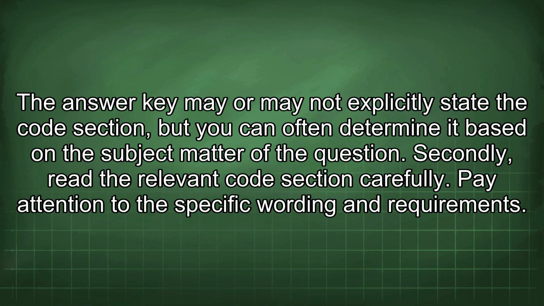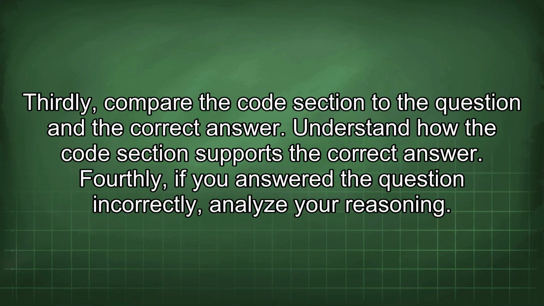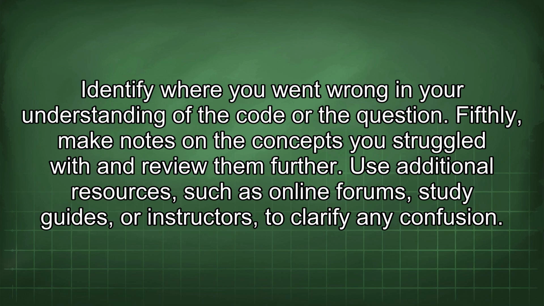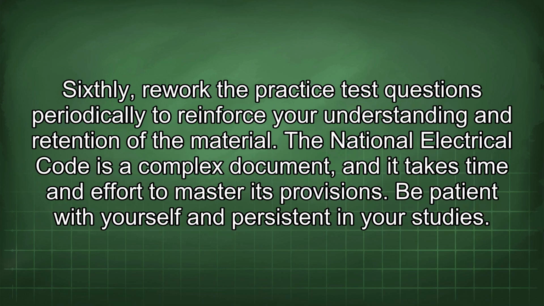Secondly, read the relevant code section carefully. Pay attention to the specific wording and requirements. Thirdly, compare the code section to the question and the correct answer. Understand how the code section supports the correct answer. Fourthly, if you answered the question incorrectly, analyze your reasoning. Identify where you went wrong in your understanding of the code or the question. Fifthly, make notes on the concepts you struggled with and review them further. Use additional resources, such as online forums, study guides, or instructors, to clarify any confusion. Sixthly, rework the practice test questions periodically to reinforce your understanding and retention of the material.